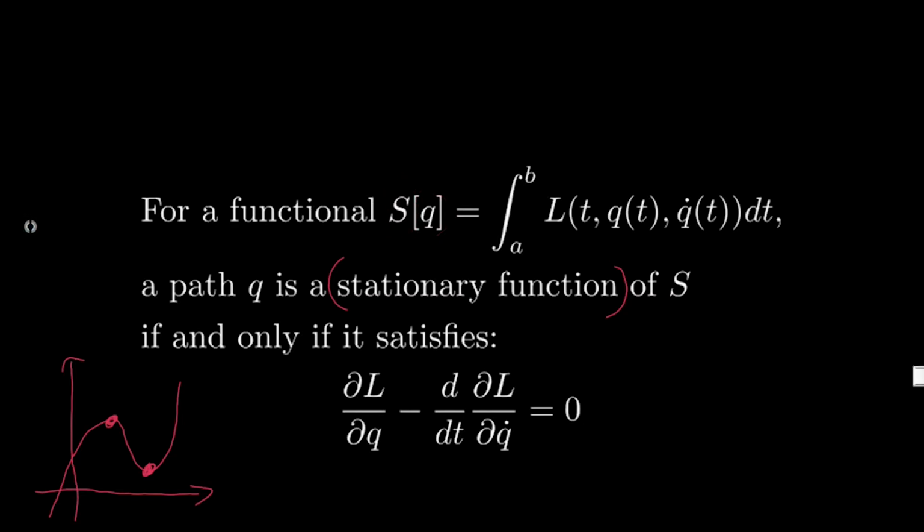Next, let's look at the functional S. It's defined as the definite integral from a to b of L, where L is a multivariable function. You may also spot the q dot term inside it. The q dot term is actually just dq/dt.